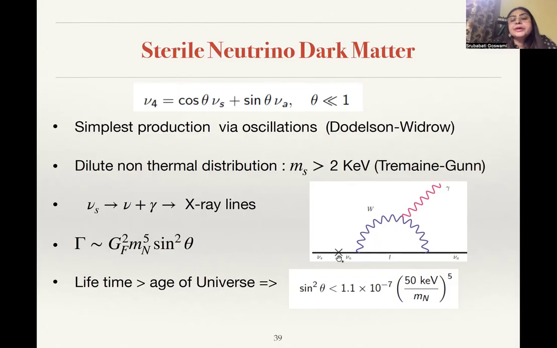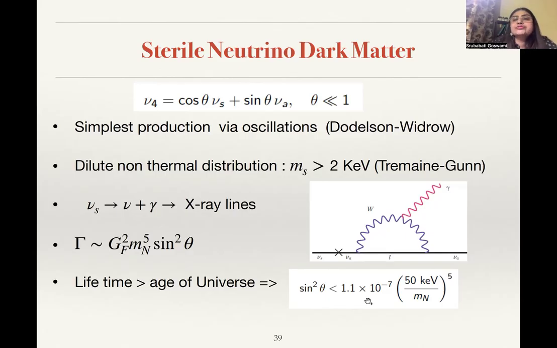Also, because they mix with the active neutrinos, they can have this kind of diagram where, by a W exchange, they can emit a photon. Because these are keV sterile neutrinos, they can give rise to X-ray lines. This rate is proportional to the mass of the sterile neutrino and the mixing angle. However, the sterile neutrino should not decay on this scale to be a valid dark matter candidate. It should be stable, so the lifetime has to be greater than the age of the universe, which puts a bound on the mixing angle, and this mixing angle is quite small.